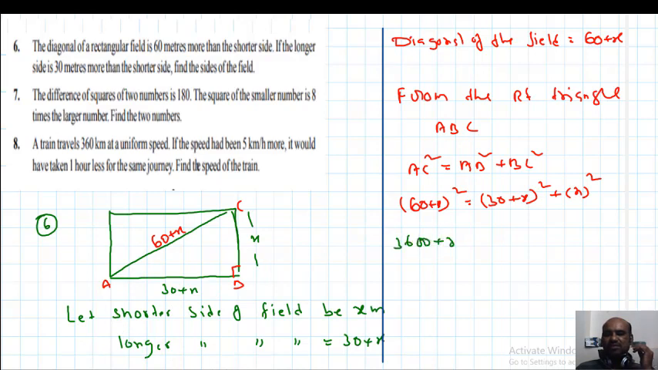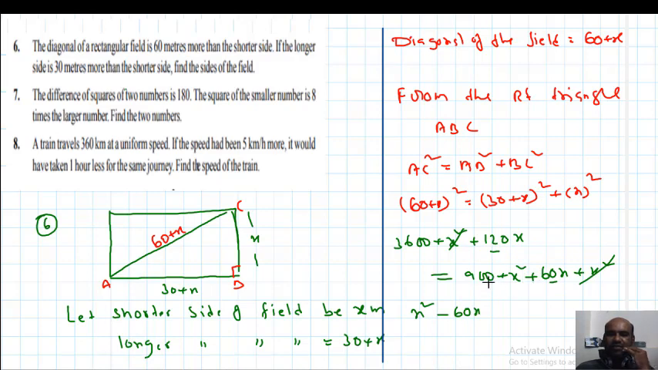3600 plus x square plus 120x is equal to 900 plus x square plus 60x plus x square. One x square cancelled. So x square, 120x minus 60x. 900, 3600, minus something we will get. 3600 minus 900 means 2700, equal to 0. Now we want to find the factors of 2700.